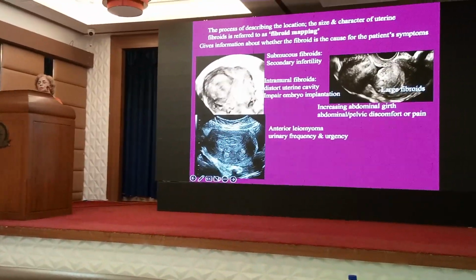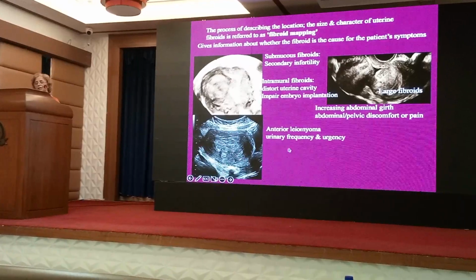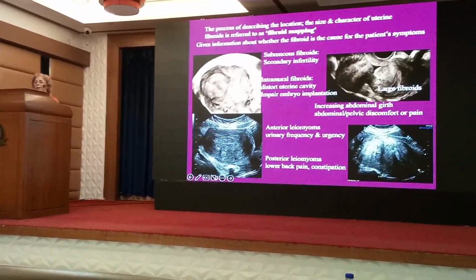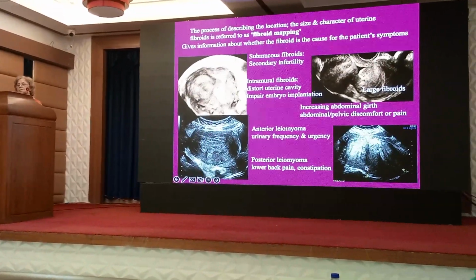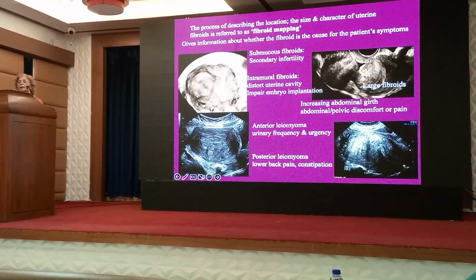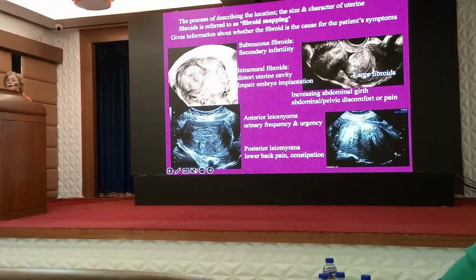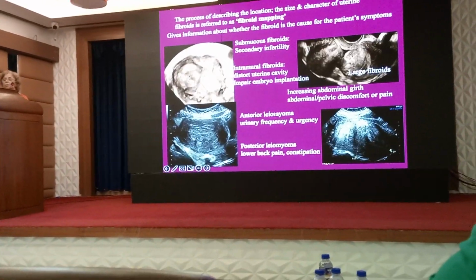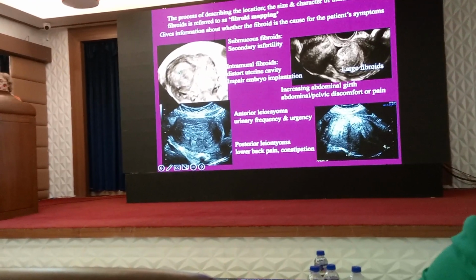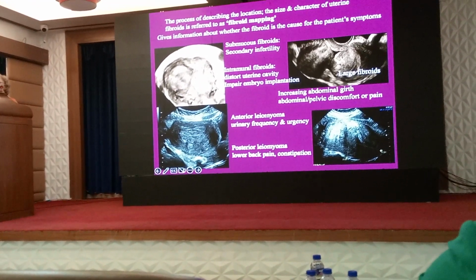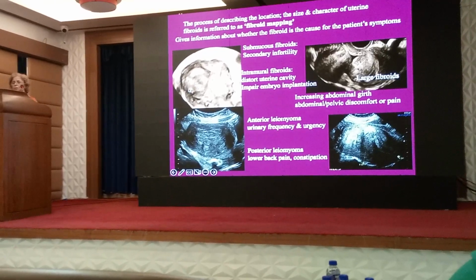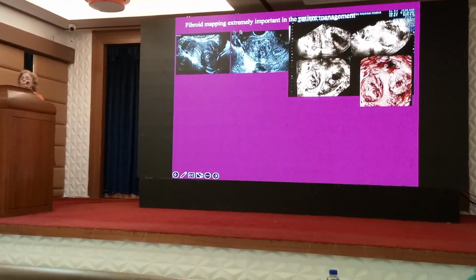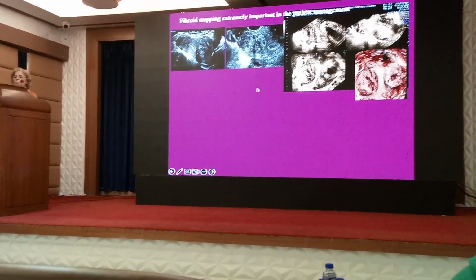Anterior leiomyomas usually have increased urinary problems as compared to the posterior myomas. They generally have lower backache and may be associated with constipation. And 3D actually plays a big role in how to differentiate between a submucous and an intramural fibroid. So fibroid mapping is extremely important in patient management.